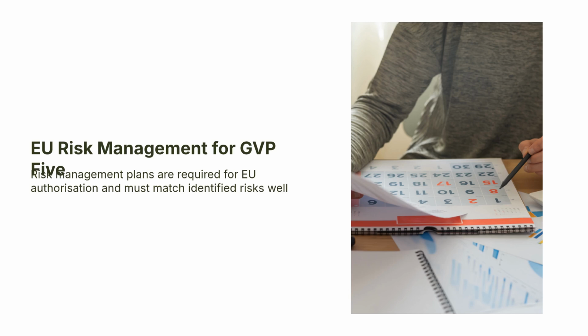Under GVP Module 5, this cycle is documented for each product in a risk management plan. The module came into effect on 31 March 2017 and governs European Union risk management systems for marketing authorization holders, the European Medicines Agency, and national competent authorities. Companies must submit a risk management plan when applying for a marketing authorization in the European Union. These plans must be proportionate to the identified risks and to the post-authorization data still needed.